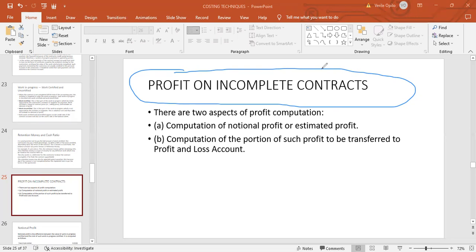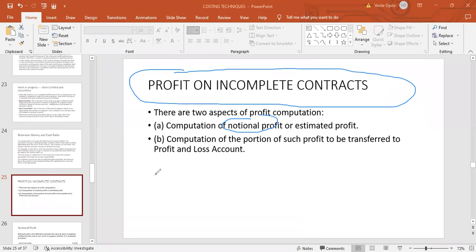And there are two aspects of profit that we will be computing. We will be computing what we call the notional profit and the estimated profit. And then also we will see how this profit that we have computed, which proportion of it is going to be transferred to the profit or loss account. So we will start off with the computation of the notional profit.